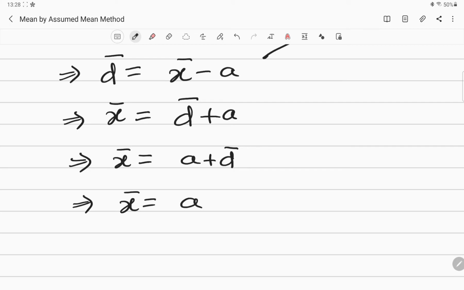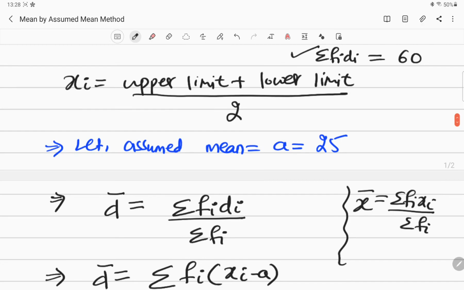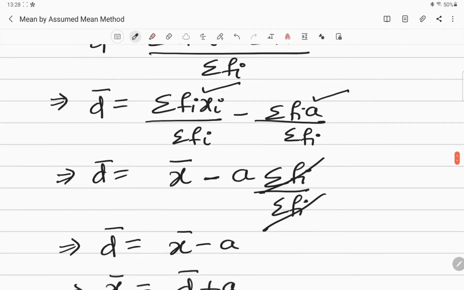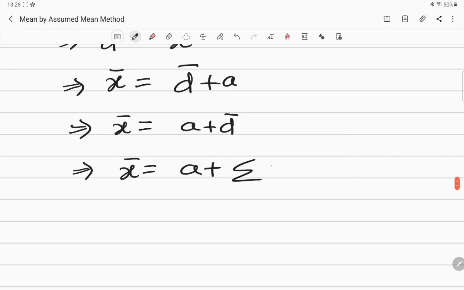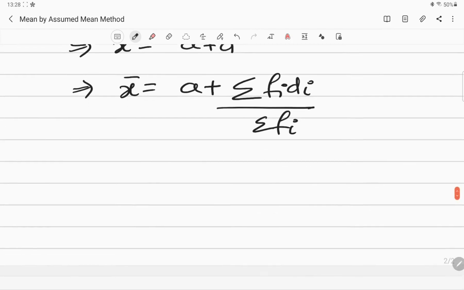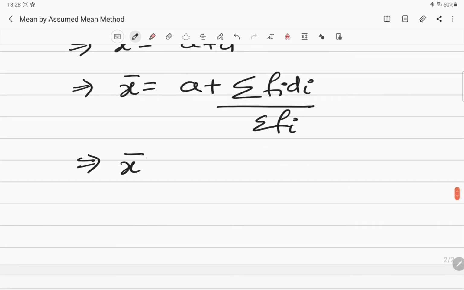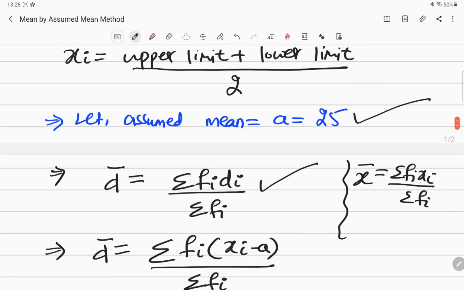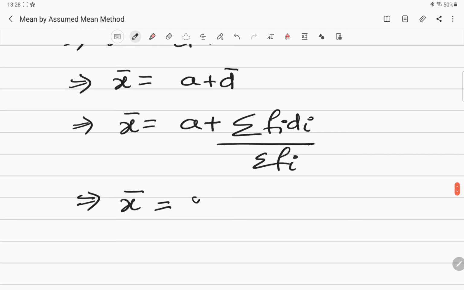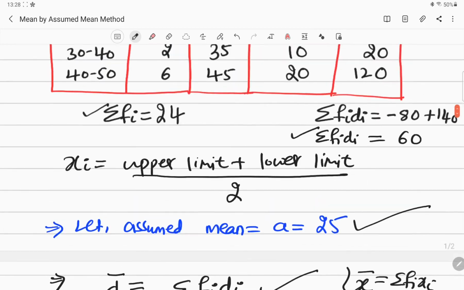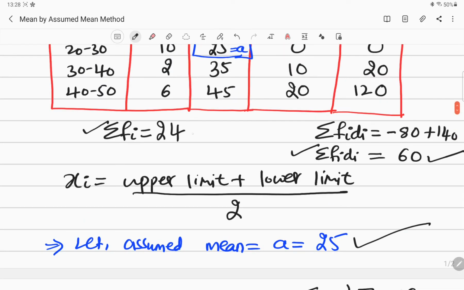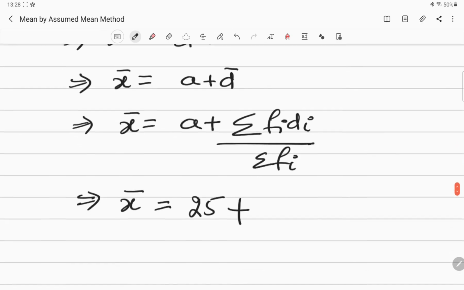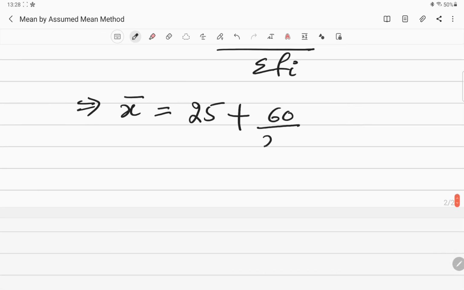X bar is equal to a plus d bar means, have a look at this, d bar is equal to sigma fi di divided by sigma fi, right? All right, then x bar is equal to a, we already know that value. What is the value of a? Assumed mean is 25. So let me substitute a as 25 plus sigma fi di. What is the value of sigma fi di? Already we calculated, that is 60, and sigma fi is 24. So I'm going to write it as 60 divided by 24.